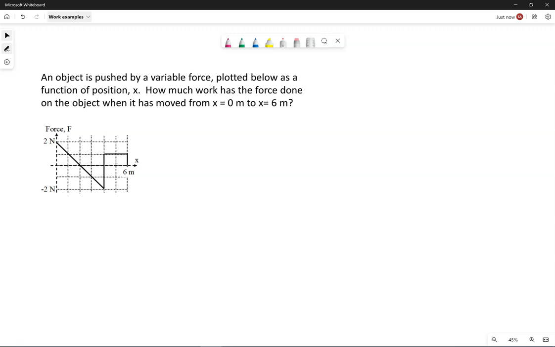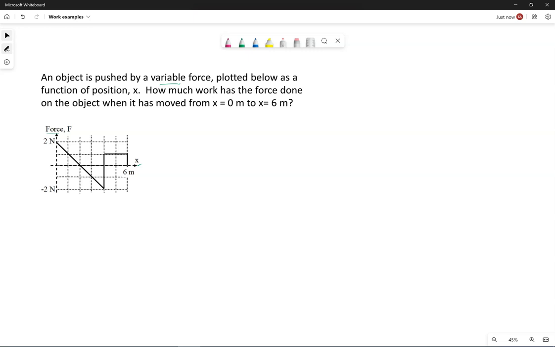Right, so we have here an example problem. We have an object being pushed by a variable force. We can see that in the figure. They're graphing force versus position. So we are assuming this force is just acting in the x direction because the problem isn't giving us any indication otherwise.